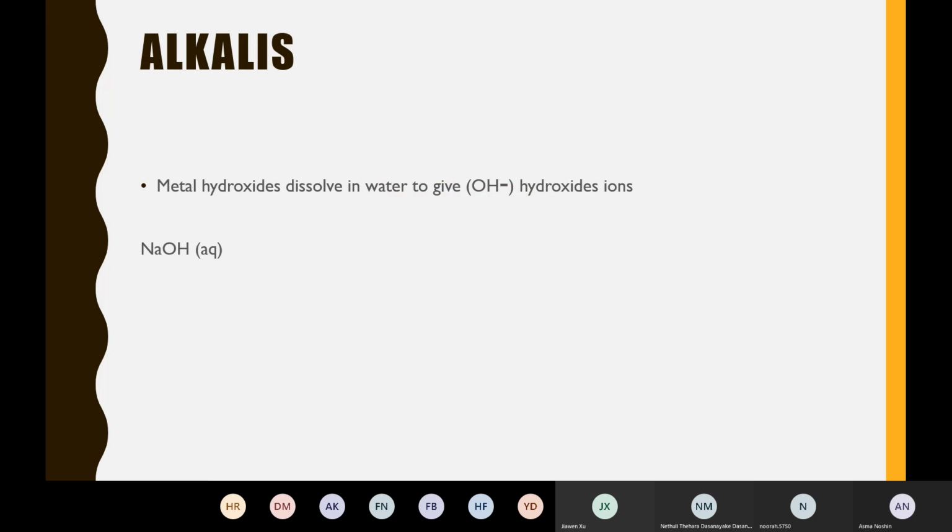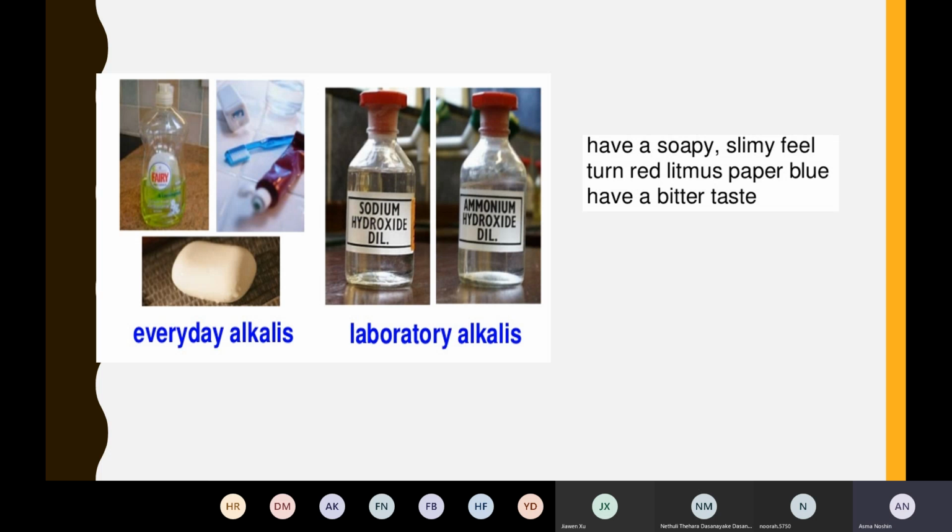Now see, alkalis are metal hydroxides that dissolve in water to give OH negative ions, that is hydroxide ions. Now, for alkalis, remember their properties: they have a soapy touch. Soaps which we use are slippery or slimy, you can say, and they turn litmus paper blue.